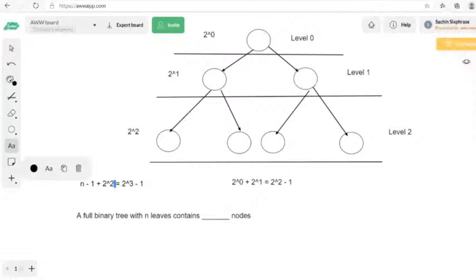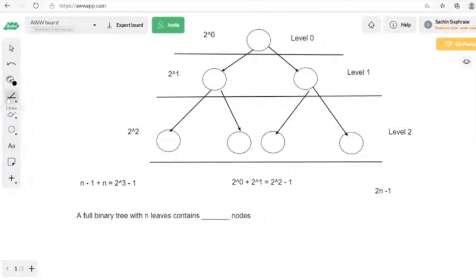So what is this, n minus 1 plus n? It is equal to 2n minus 1. So this is a way of solving this mathematically and claiming that if there are n leaves in the given full binary tree, there will be totally 2n minus 1 nodes.